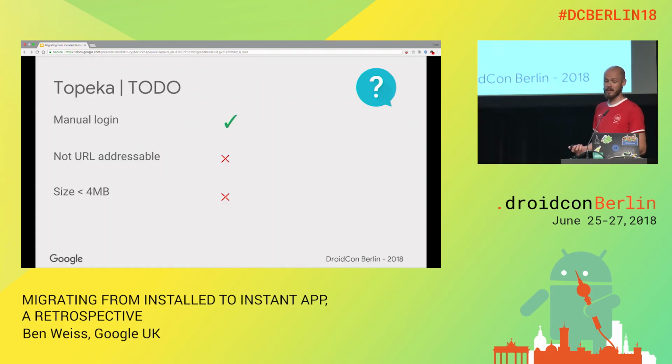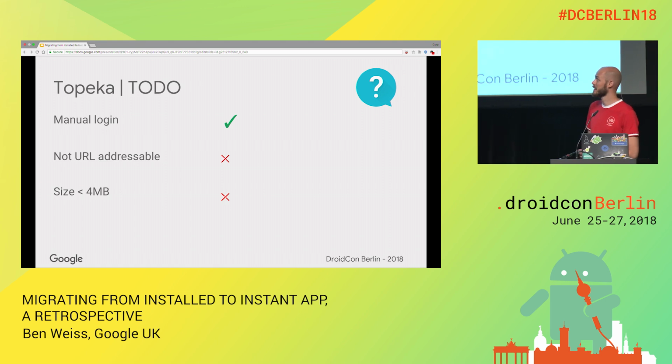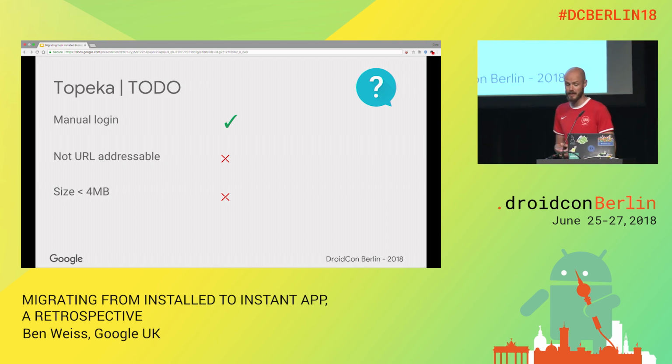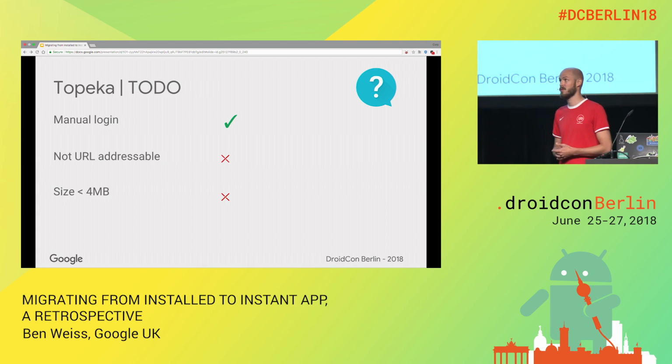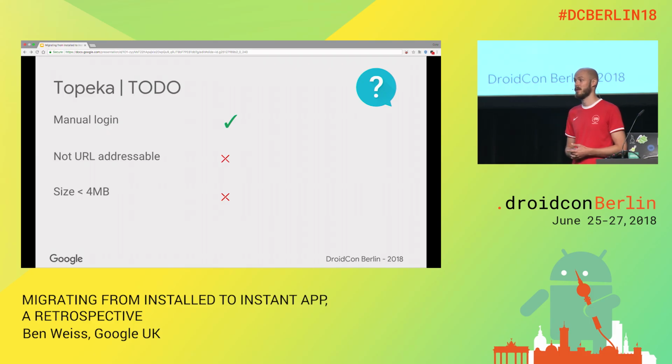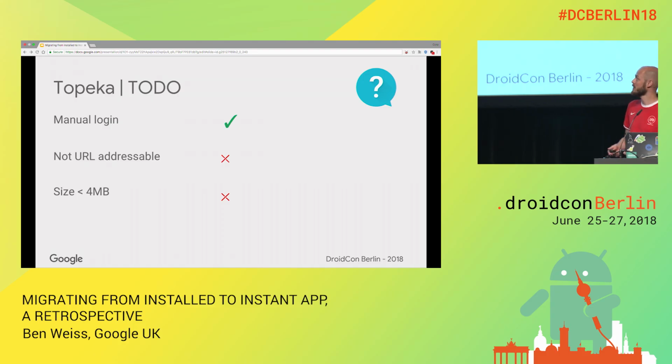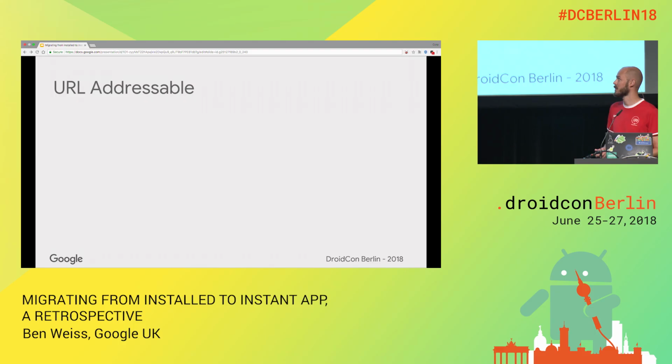So first step done, cool. Let's move on to the next one. That would be URL addressability. Well, there is no website behind Topeka. There is a different quiz which does similar things, but I haven't gotten down to converging to them. So I just took a different URL.